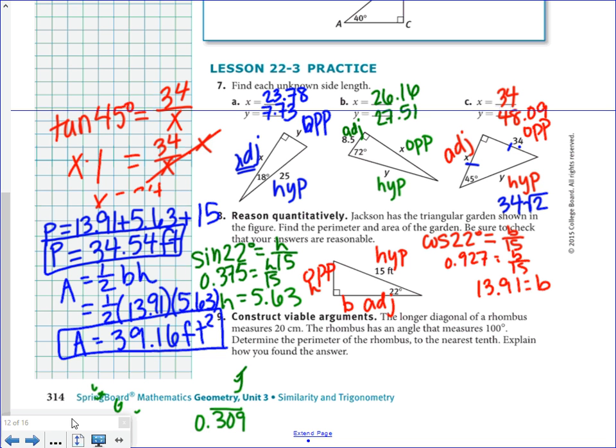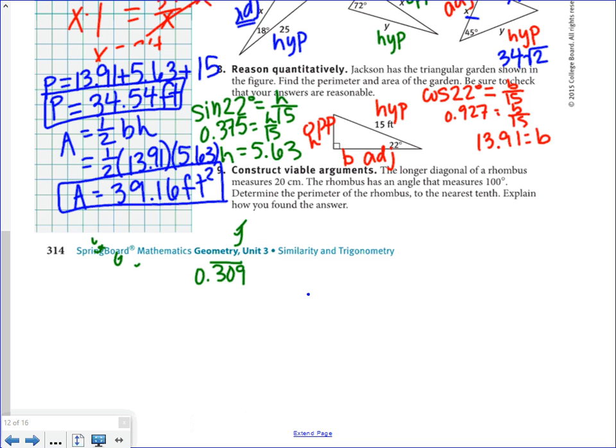And check and make sure those are reasonable numbers. Both of our sides were smaller than 15, but they both add up to be more than 15, so that does create a triangle. You could use Pythagorean theorem to make sure that 5.63 squared plus 13.91 squared equals 15 squared. So now let's look at 9.